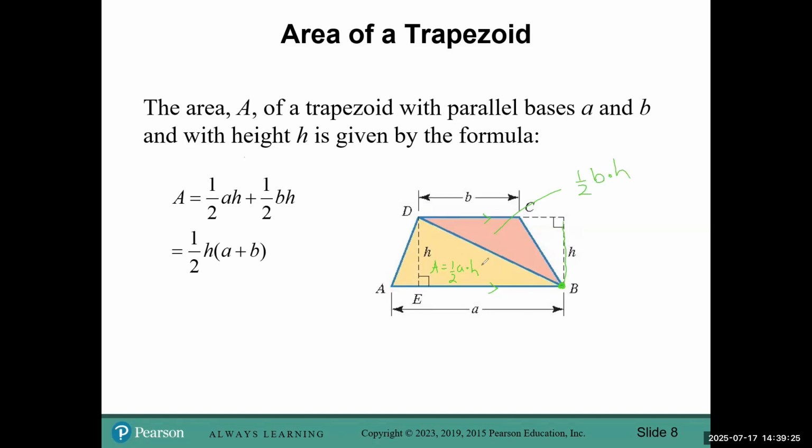And then if I add up these two areas, I get 1/2 AH plus 1/2 BH, which I can write by factoring out the 1/2s and the H, and I get 1/2 H times (A plus B). Another way that I think of this is it's the average of the bases. That's what 1/2 (A plus B) would be, the average, right? Add them up and divide by 2. That's the average of the bases times the height. It's another way of thinking about this same formula. So I like to have ways of remembering it so that I'm not just memorizing.